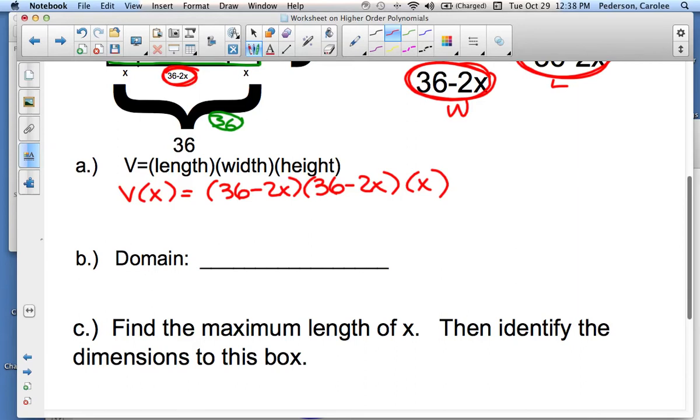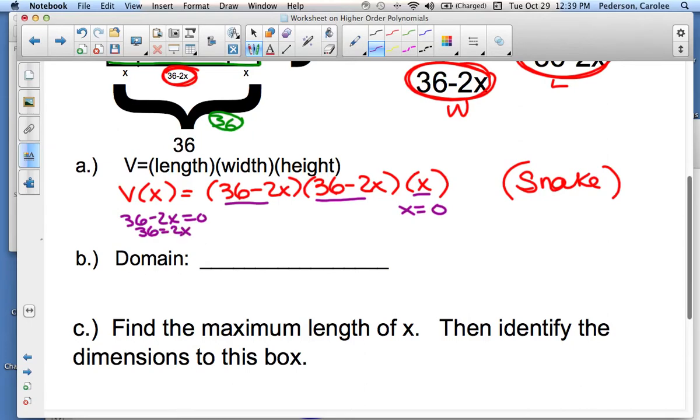Next we want to find the domain of this function. Remember, if you have a cubic function, the shape is going to look like a snake. So we have some parameters for our domain. I'm going to set each of the zeros, 36 minus 2x equals 0, and x equals 0. Remember, these are both repeated factors. I'm going to add 2x to both sides, and then divide both sides by 2. So 36 divided by 2 is 18. So I have an intercept of 18 and an intercept of 0.